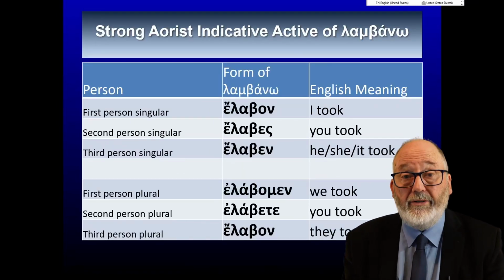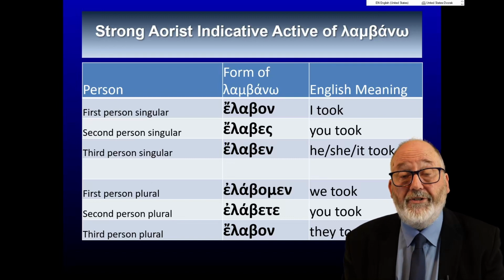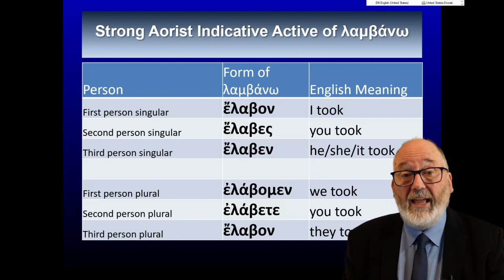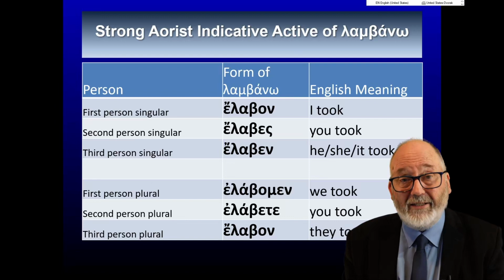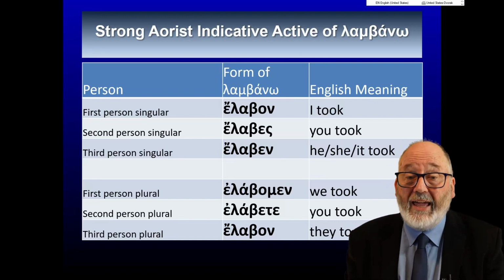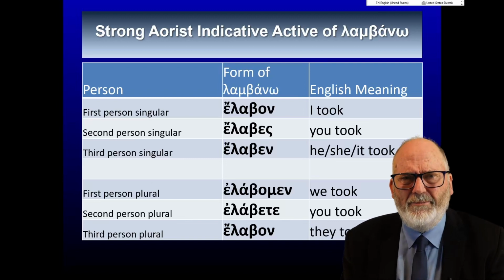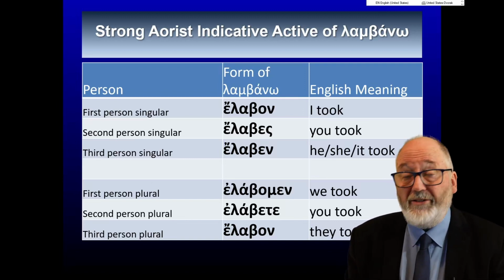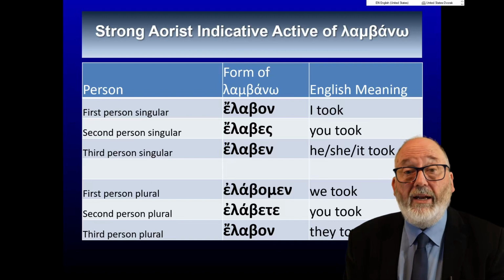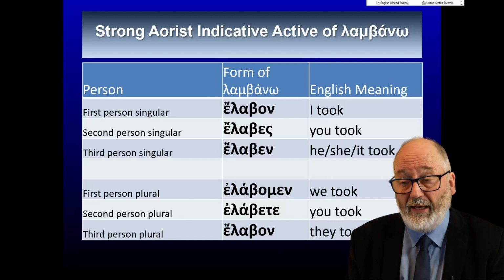Now here is the paradigm of the strong aorist. You will notice that I've used elabon as the pattern word. Now you can do it by using a form of luo, which is eluon, but let me say no more than if you do so, it adds an extra level of complexity. So let's just go straight to a strong aorist, elabon, and learn how the pattern goes from elabon. It goes elabon, elabes, elaben, elabomen, elabete, elabon.